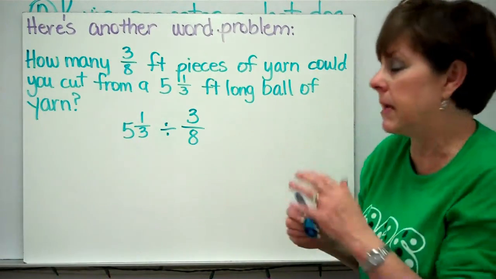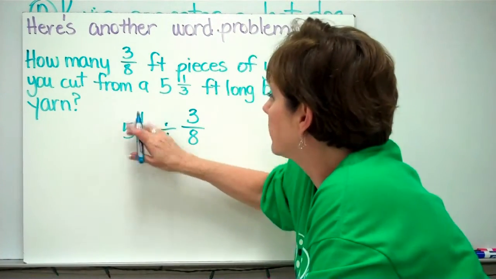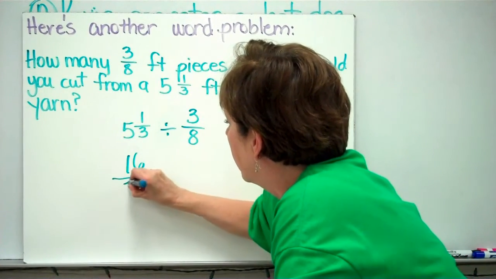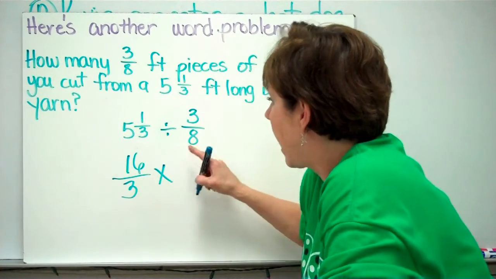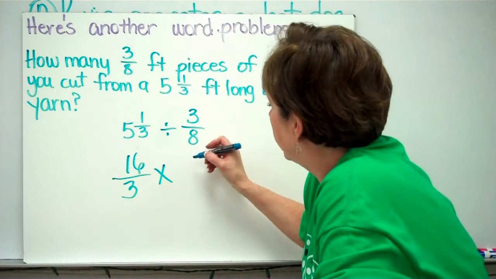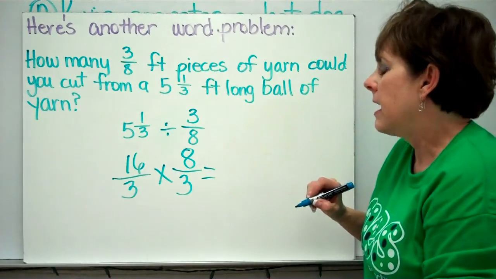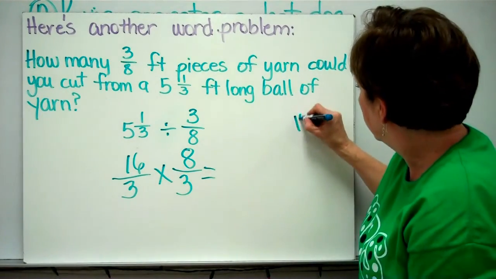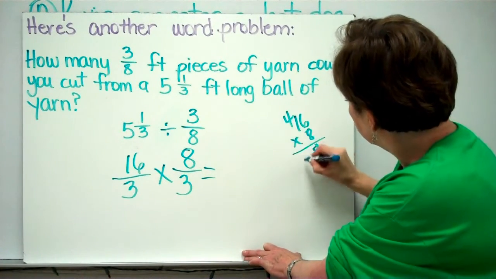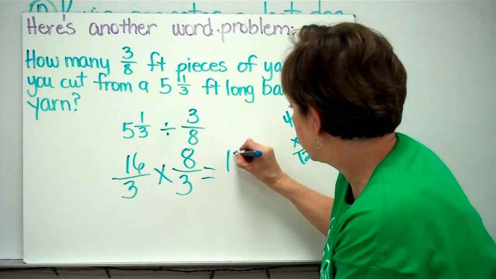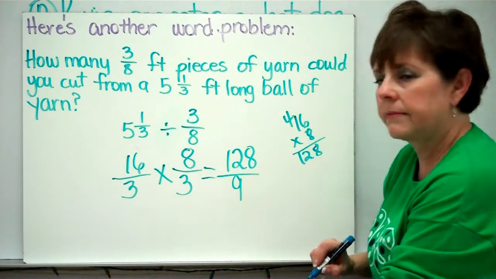First thing that I do is take my mixed number and make it into an improper fraction. 5 times 3 is 15, plus 1 is 16. And we say thirds because it's thirds in the original fraction. Times, now I'm going to flip this because I'm doing the opposite, 8/3. Okay? Now I'm going to multiply as normal. Let's see, 16 times 8 is 128. And then 3 times 3 is 9.